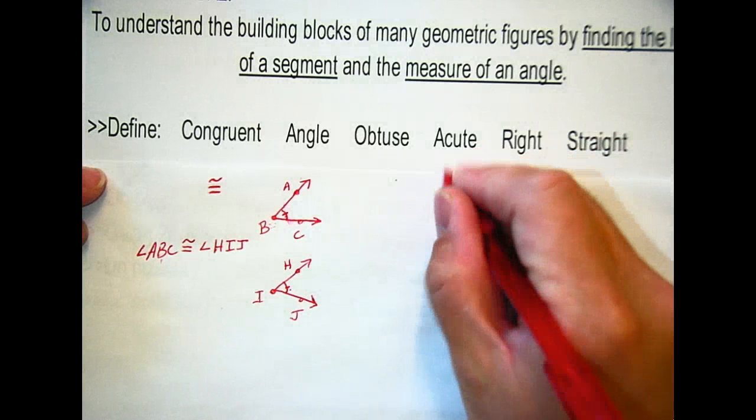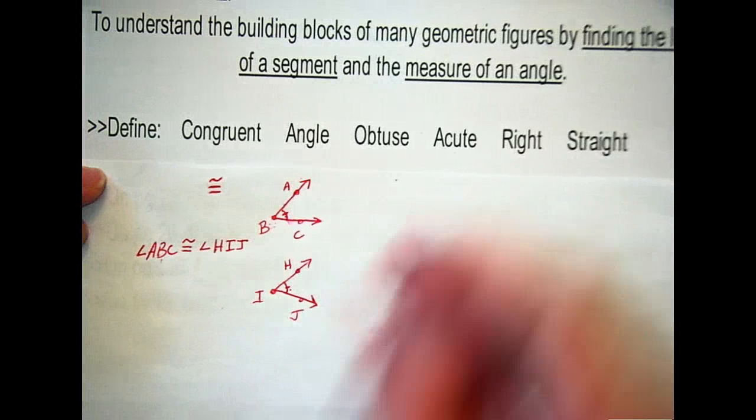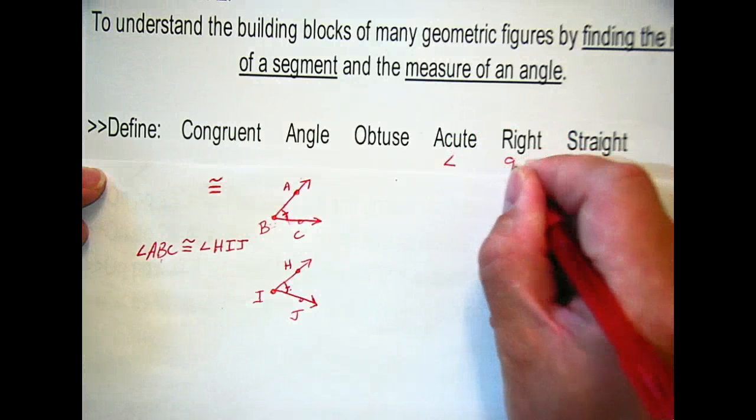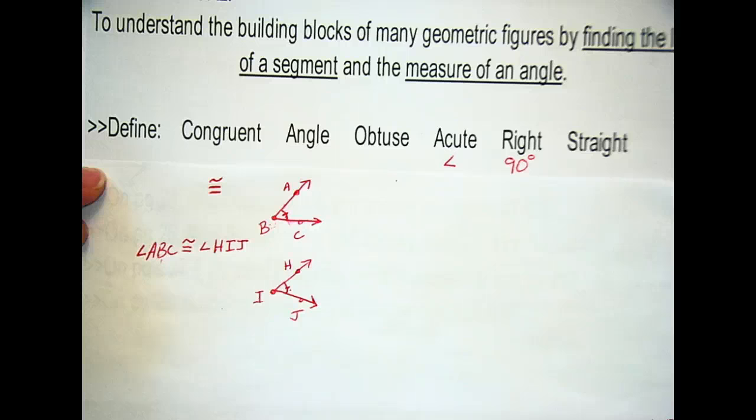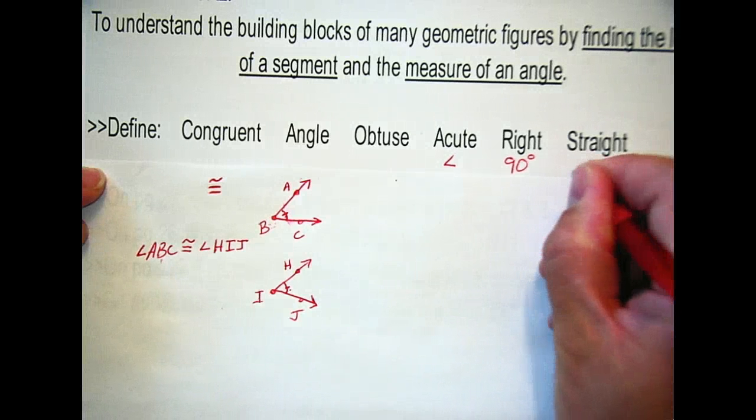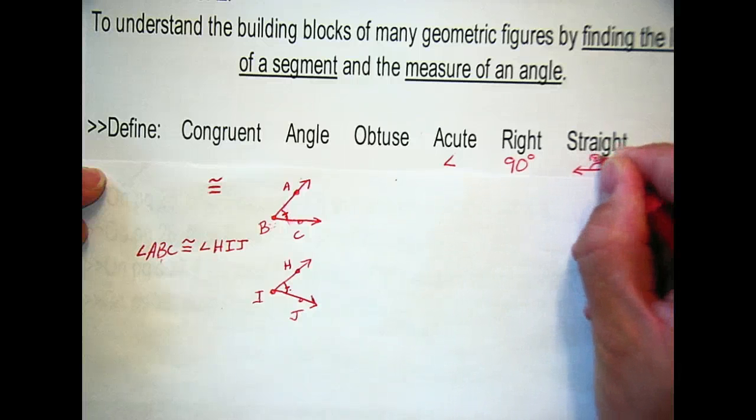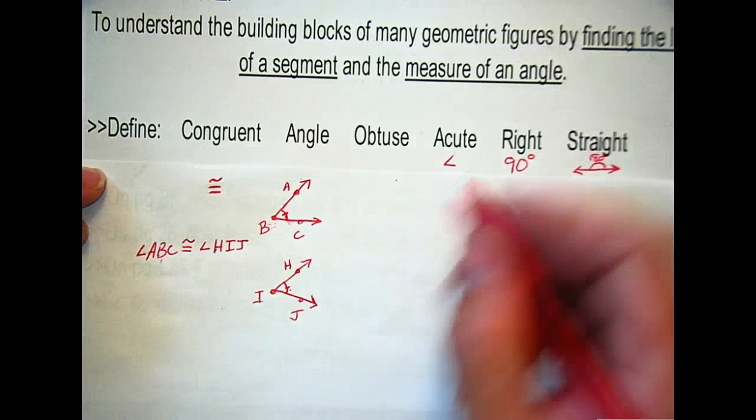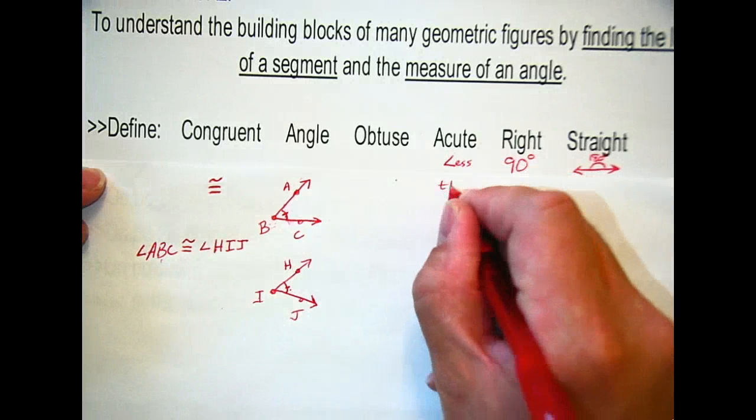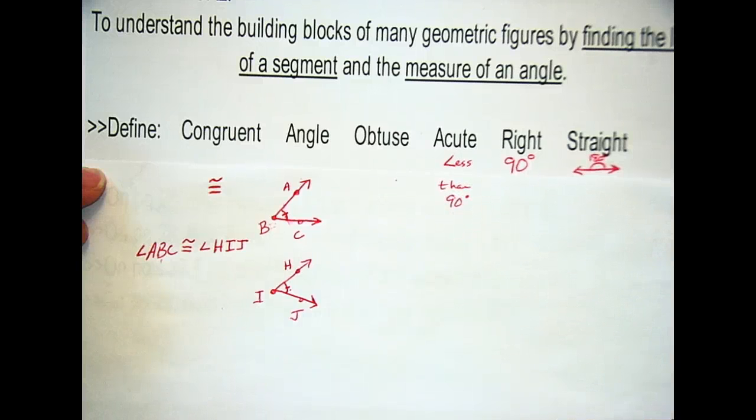Okay. What's right? Yeah? 90. Okay, so acute is less than 90. Right is 90. What's straight? 180. 180, yeah. 180 degrees is a straight angle. Okay, it's a straight line. We use that a lot in geometry. 180 degrees. Okay, I like to think of acute as less than 90 degrees. It's one way to think of it.